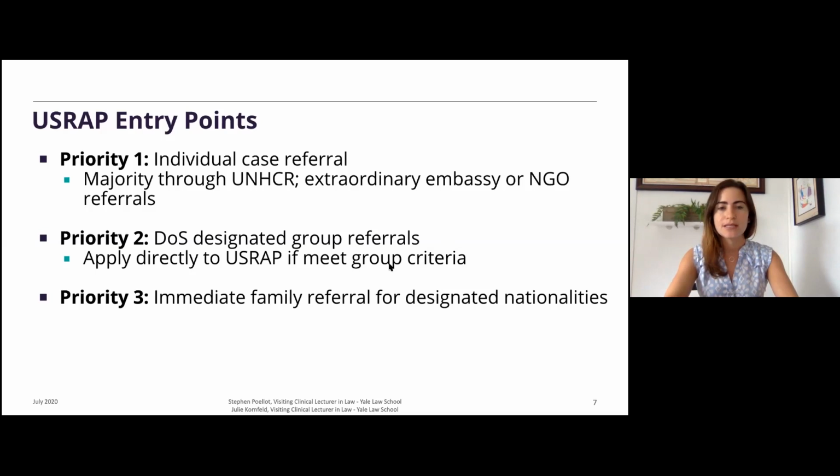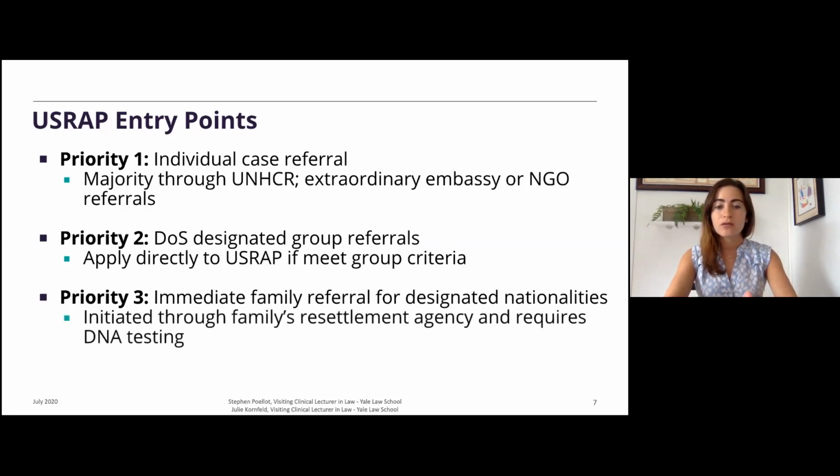Note that this P3 access point is distinct from another refugee family reunification process known as follow to join. Follow to join allows family members to enter on derivative status, where P3 requires individuals to still prove their own refugee eligibility.